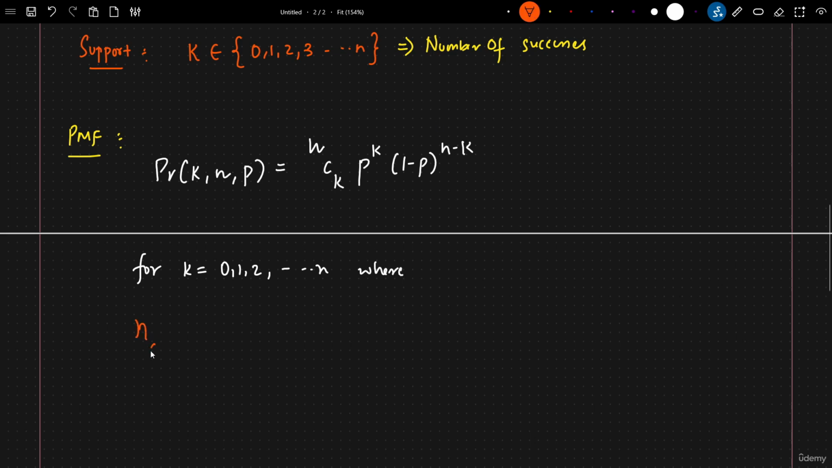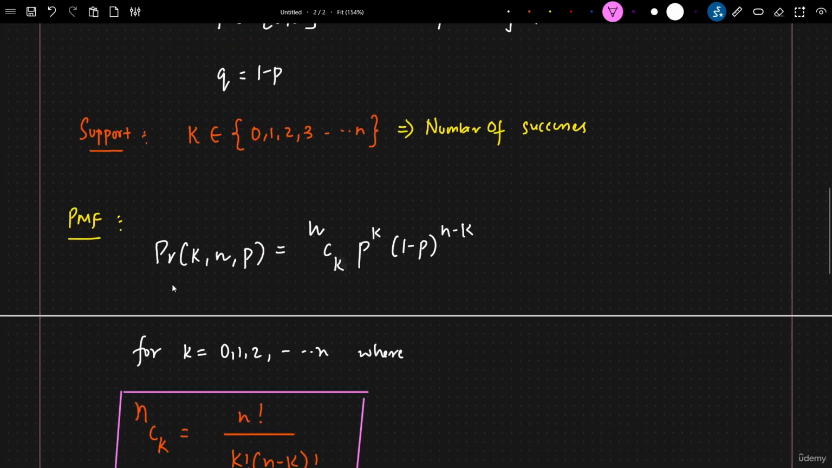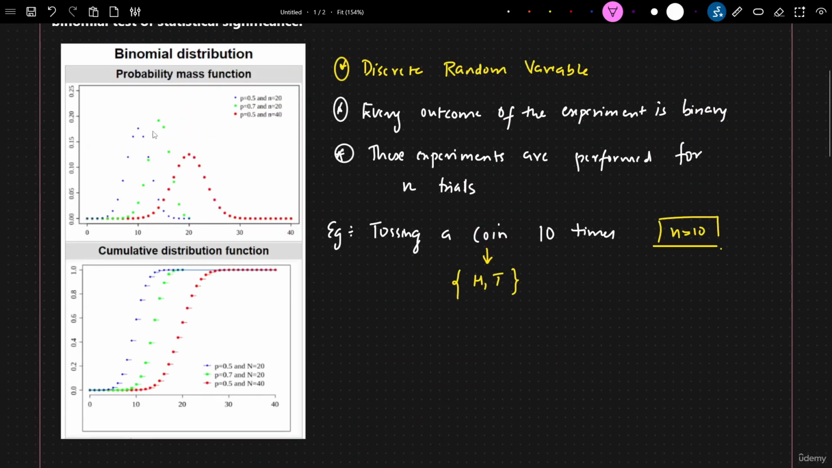Further, if I take this nCk, I can write it as n factorial divided by k factorial times (n minus k) factorial. This is how we compute the first component. So this is everything with respect to this PMF. Just by using the parameters n, p and k, I will be able to construct this. I just require p equal to 0.5, n equal to 20, and the k values will be almost the same, considering all the successes.